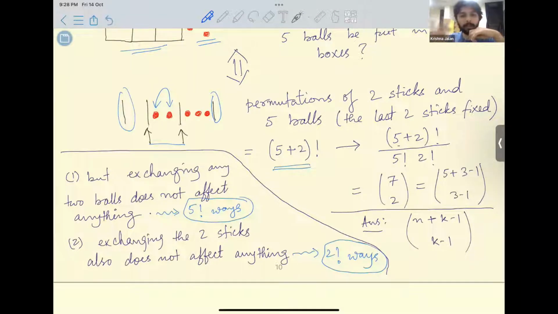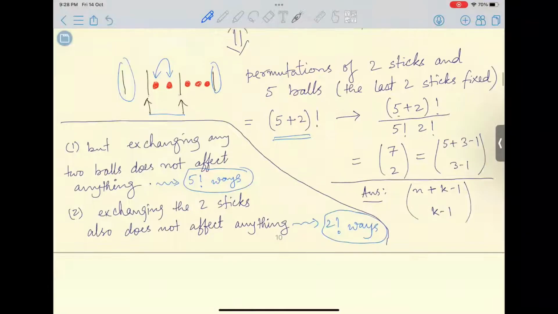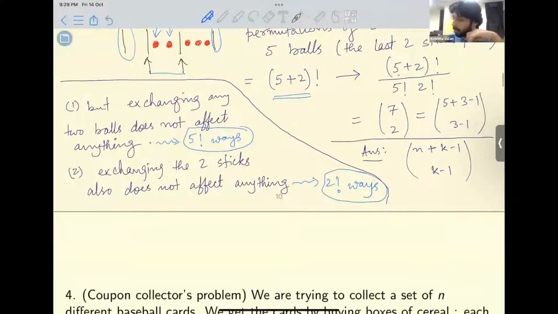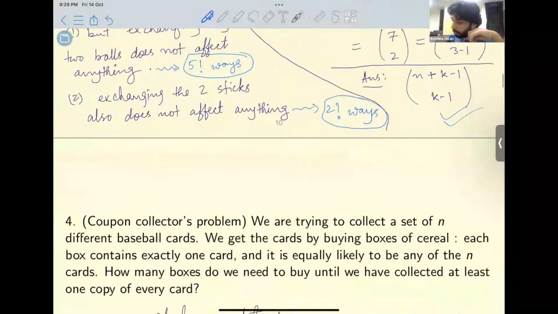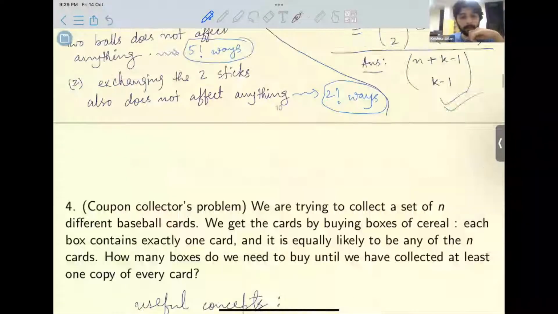What is the total number of arrangements now? Yes, sir, it's clear. 7C2. So in general, if I have such k types of objects, the result will be this. You should check this result for a general system. I've shown you for a 2 system. You should check it for a general k system. Moving on. Any questions?